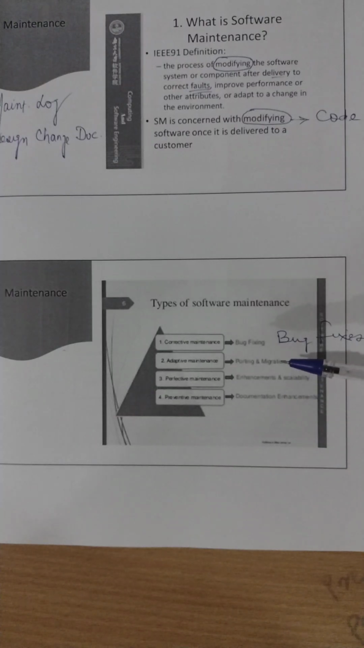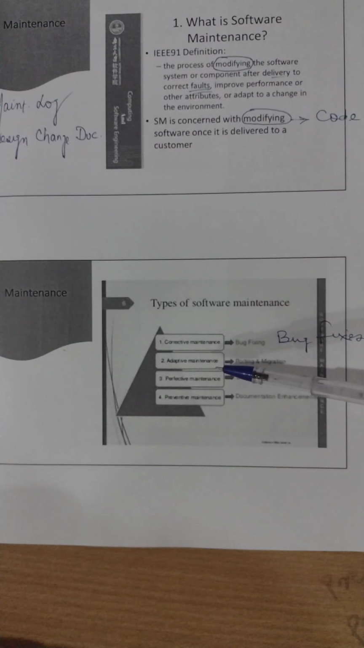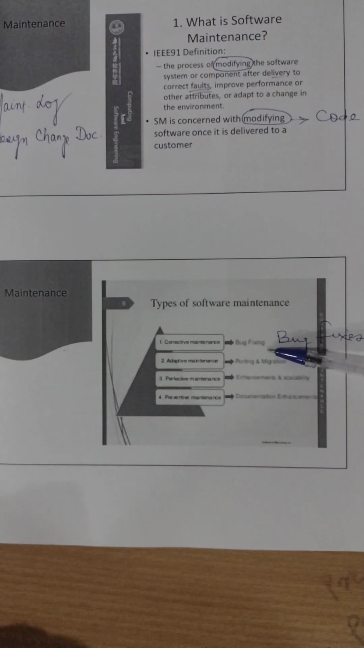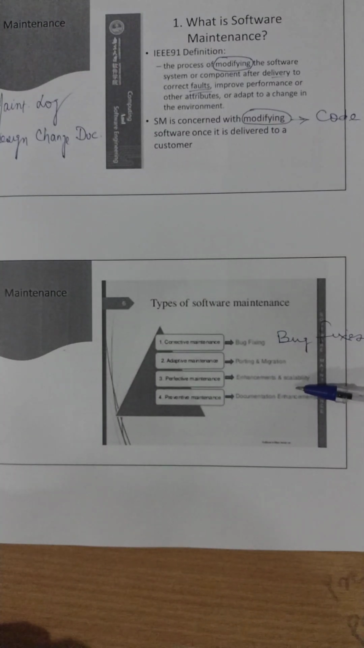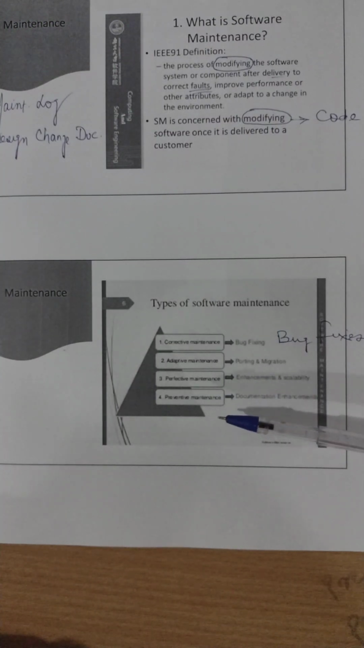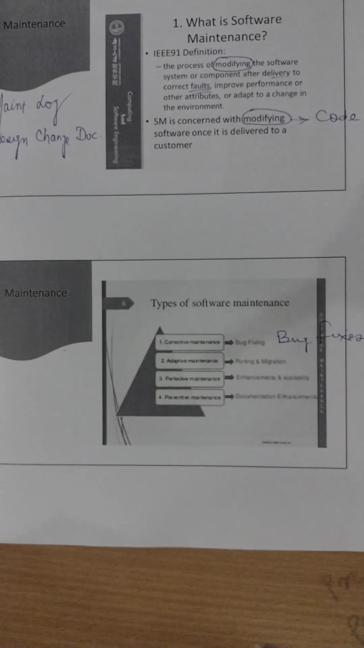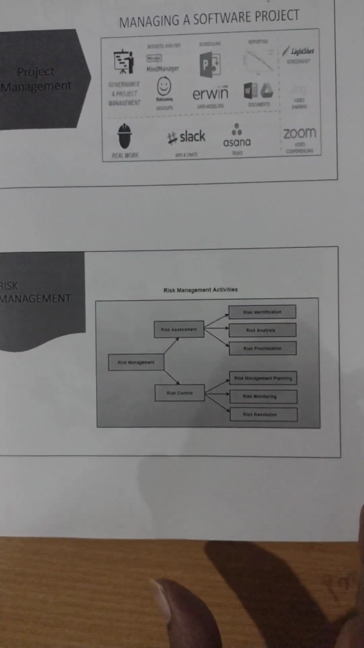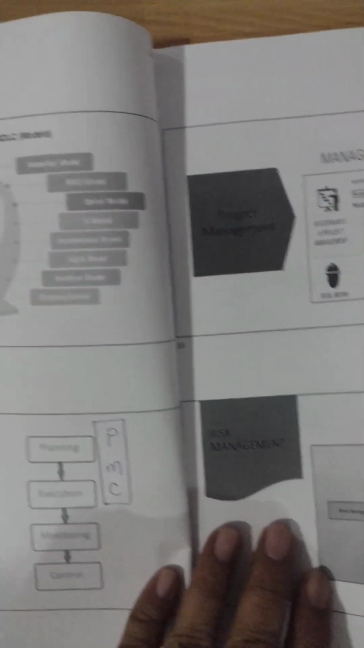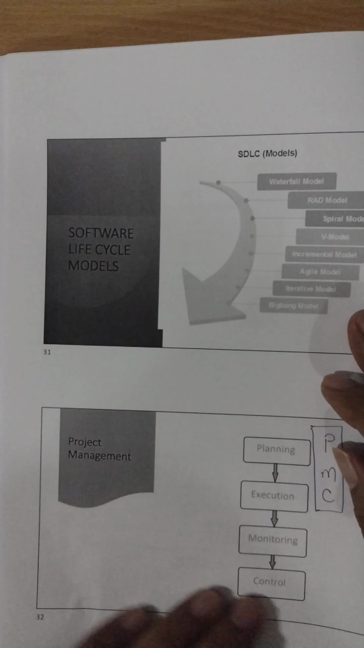So in corrective maintenance, we correct and fix the bug. In adaptive maintenance, we migrate to some other platform, other IDE, other tool. Perfective maintenance is where we do some enhancement to improve the performance, and preventive maintenance is where we try to prevent any future issue or future bug or any breakdown of the system or product.